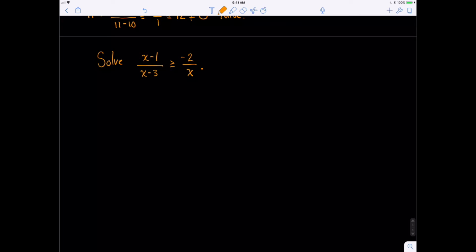All right, in this problem, we're going to solve (x minus 1)/(x minus 3) greater than or equal to negative 2 over x. And what we want to do is the same approach we did before, and that is our first thing is we're going to set the inequality to 0. This is just a much easier place to work from.